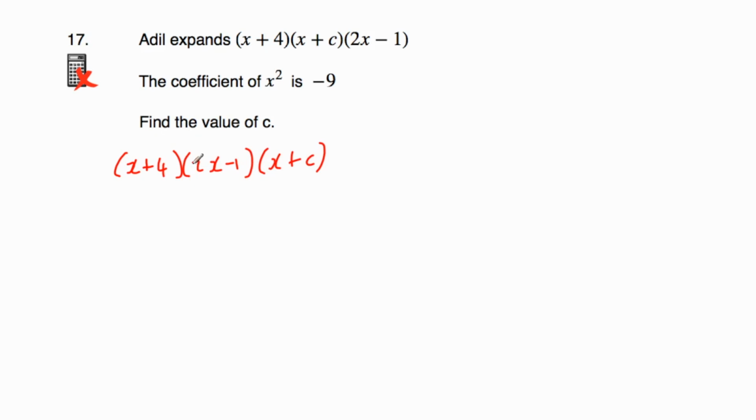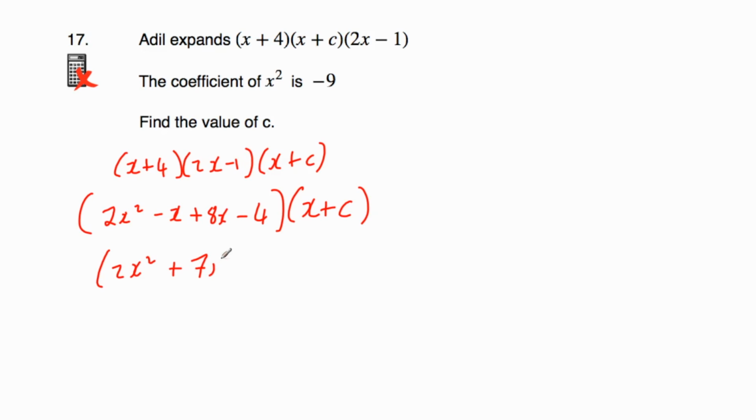So x times 2x would be 2x squared. X times minus 1 would be minus x. 4 times 2x would be plus 8x, and finally 4 times minus 1 would be minus 4. And then that's still to be multiplied by x plus c. And then if we simplify this, we've got minus x plus 8x, that's 7x. So we've got 2x squared plus 7x minus 4. And then we're still going to multiply that by x plus c. Okay, so we've expanded our first two brackets. Now let's multiply it by x plus c and see what we get.